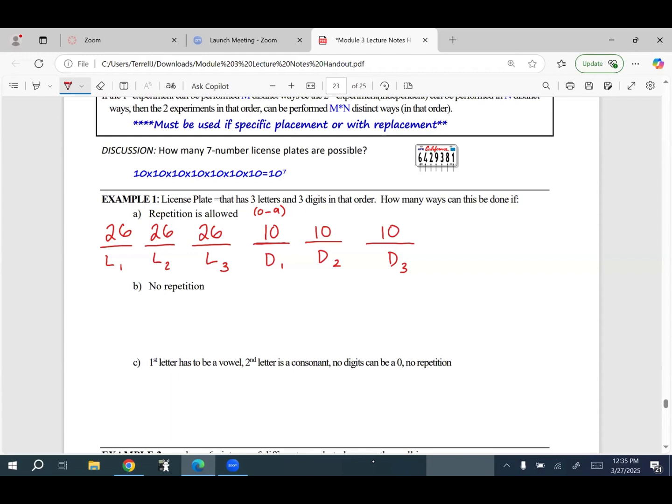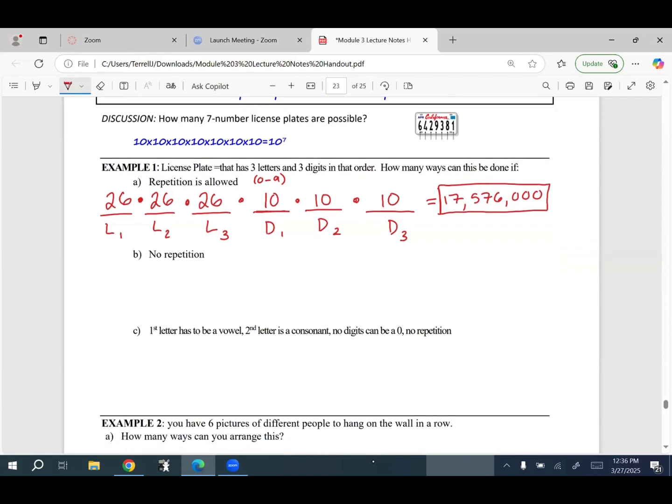And so what the counting principle says is multiply the ways that each of these can be done. And so if you multiply this on the calculator, 26 times 26 times 26 times 10 times 10 times 10, you'll get 17,576,000. That is the number of ways that the license plate can be arranged when repetition is allowed.